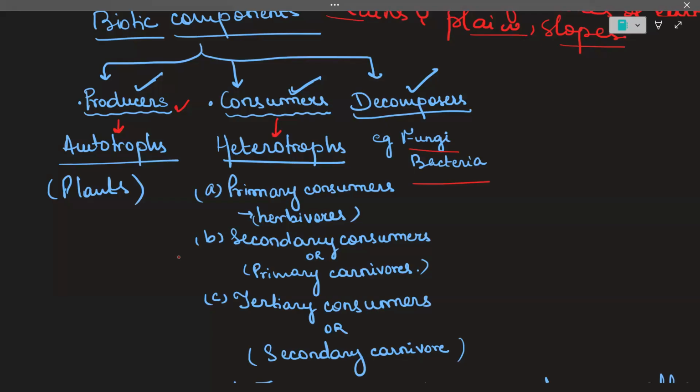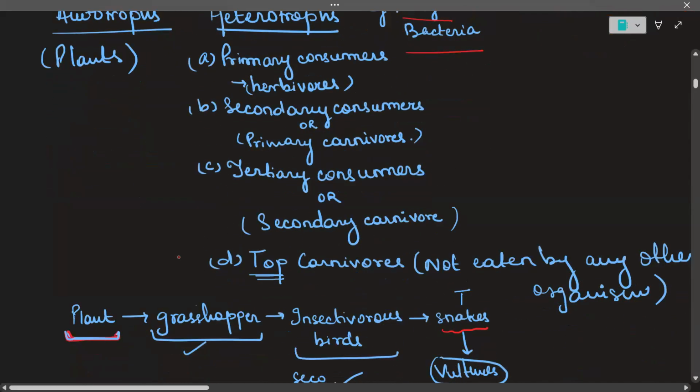So the primary consumers, the herbivores, directly eat the plants, so they are directly dependent on them. But when we talk about the carnivores, they don't eat the plants, they eat the herbivores that eat the plants. So they are indirectly dependent. And then we have the tertiary consumers and then the top carnivores.